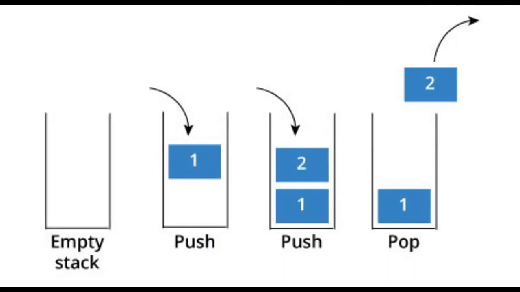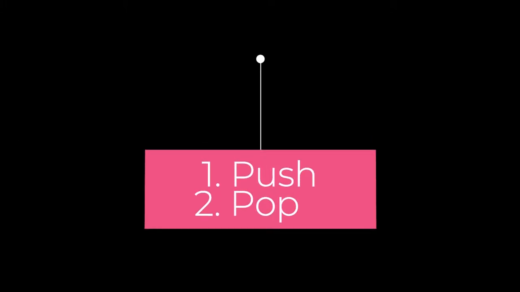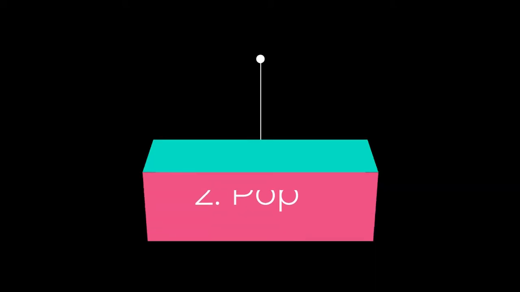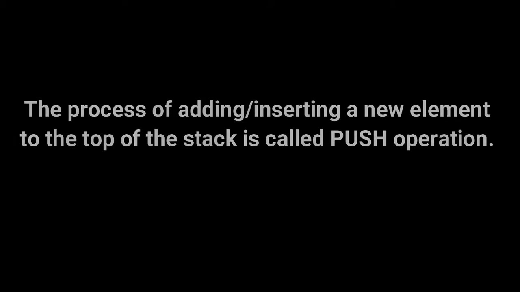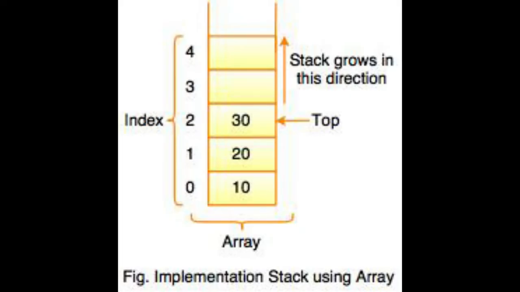There are some basic operations, primitive operations performed on the stack. For example, push, pop. These are the primitive operations that we can perform on the stack. What is push operation? Push operation is the process of adding or inserting a new element to the top of the stack. Pushing an element to a stack will add the new element at the top.